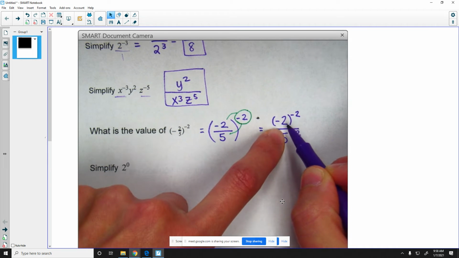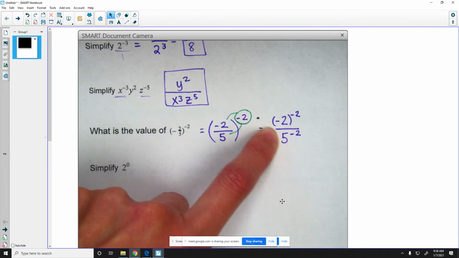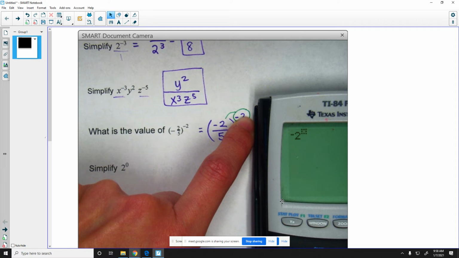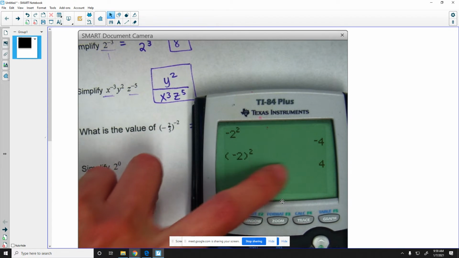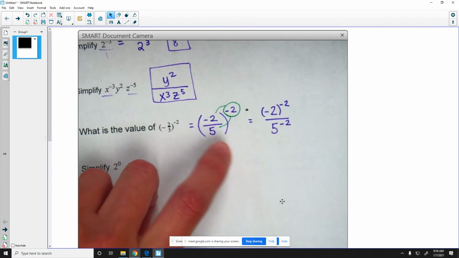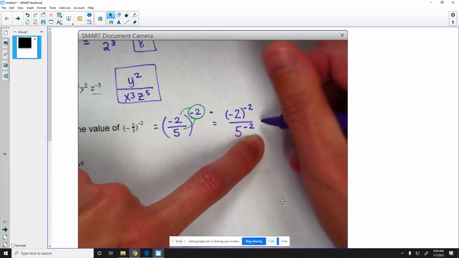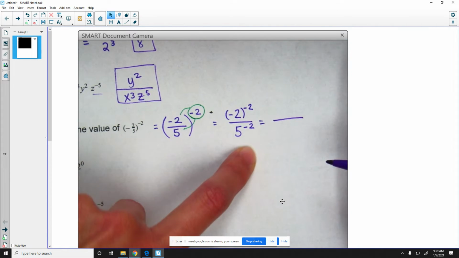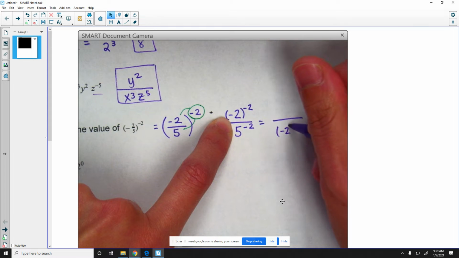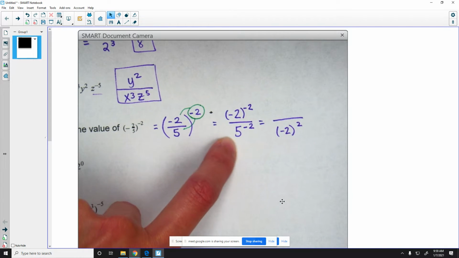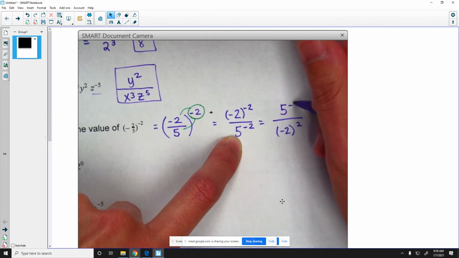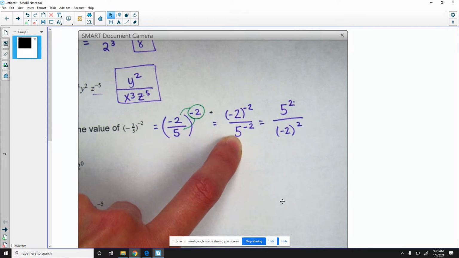So you have to remember to keep it in parentheses because remember the difference: -2 to the 2nd power, and then -2 in parentheses to the 2nd power, you get completely different answers. Okay, so parentheses do make a difference. Now we flip it. Negative exponents mean we flip it. So the -2 in parentheses gets flipped because that was a negative exponent, and then the 5 gets flipped because it was a negative exponent.